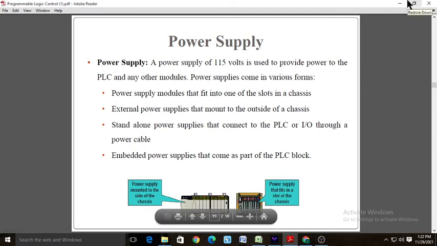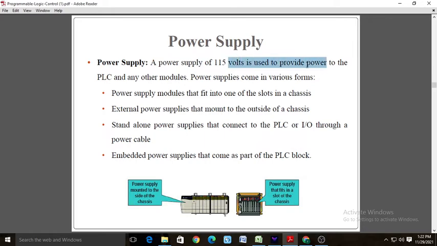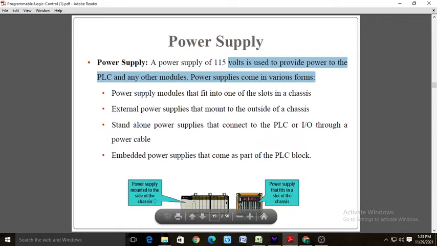Then there is another important part of this PLC, which is the power supply. The power supply is also used along with the rack. A power supply of 115 volts is used to provide power to the PLC and any other modules. Power supply comes in various forms.